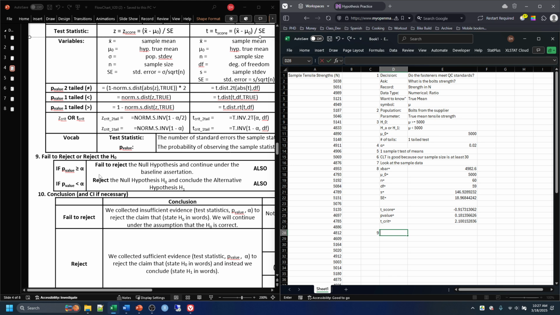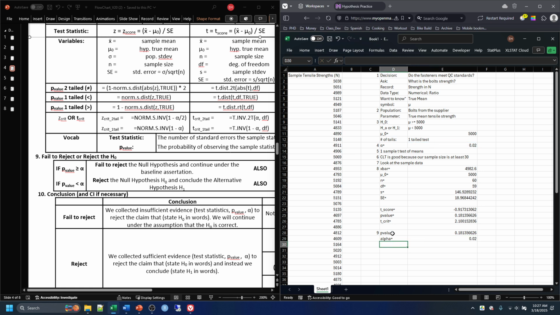Okay, so our p-value that we got was equal to 0.18. So we have our p-value, and we can just say equals this 0.18. And we can say again that alpha equals, and we can do 0.02.